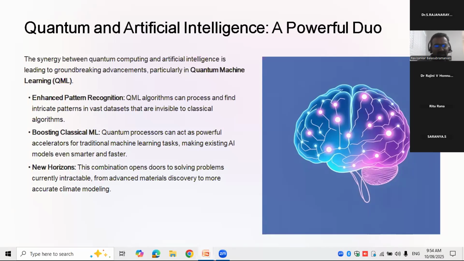So the new horizon here is the combination of quantum and AI. It opens doors to solve problems that are currently intractable, unsolvable. Those kinds of problems are open to being solved if quantum and AI are combined together. So material advancement, material discovery, more accurate climate modeling.